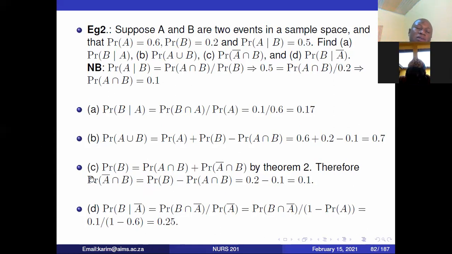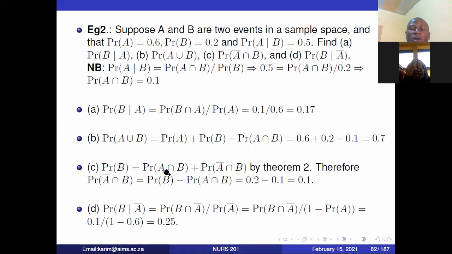Now let's look at C. In C, we want to find the probability of event A not occurring and event B occurring, or probability of event A not occurring but B will occur. Event A will not occur but event B will occur. What is that probability? But remember the law of total probability.